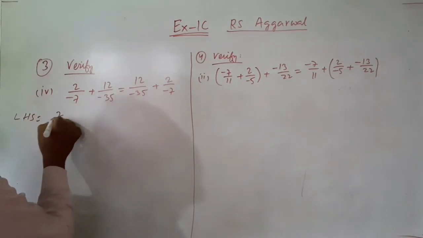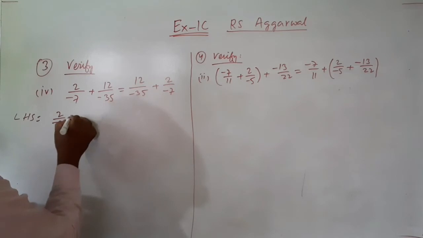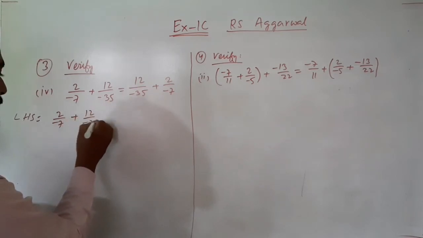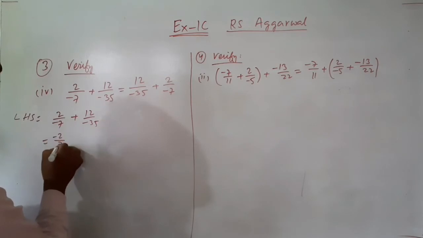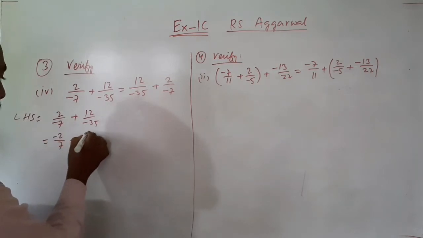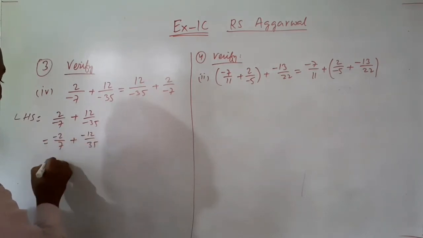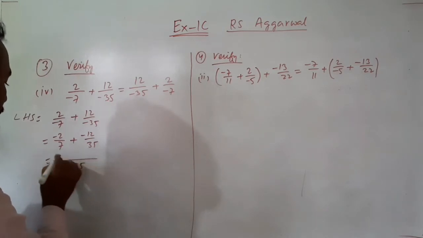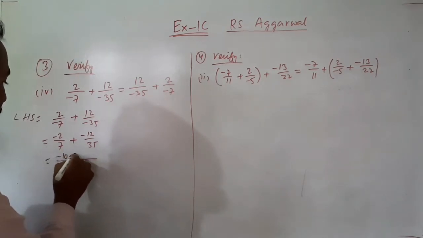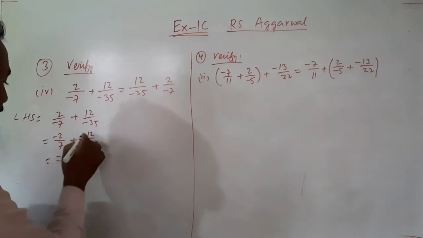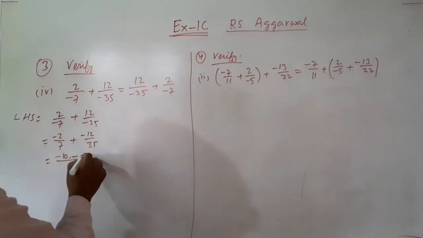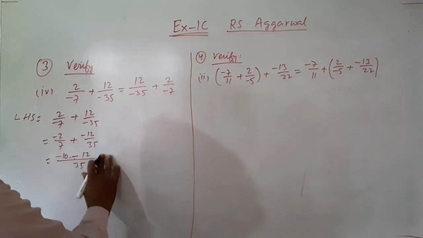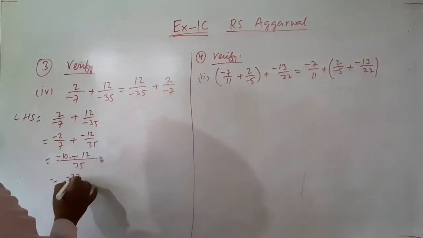Which lies on the left side, okay? Left side, 12 by minus 35. So let's put the minus sign with the numerator again, 35, and the LCM of 7 and 35 is 35. 7 5s are 35, 5 2s are 10, plus here plus into minus, minus, and 35, 12. So here you have minus 22 by 35.